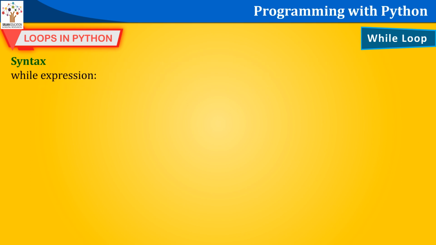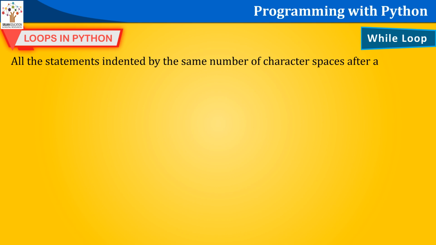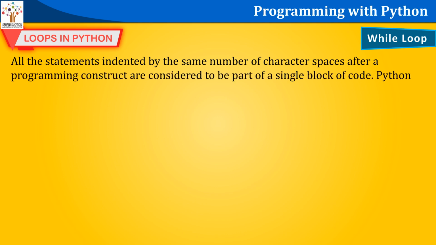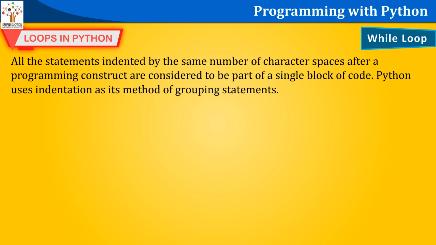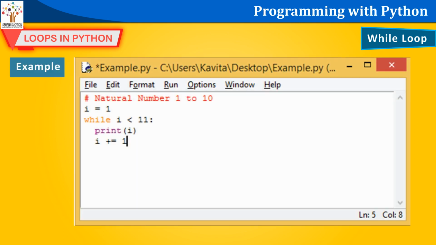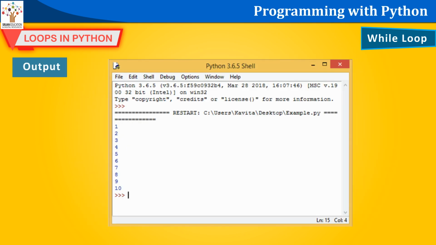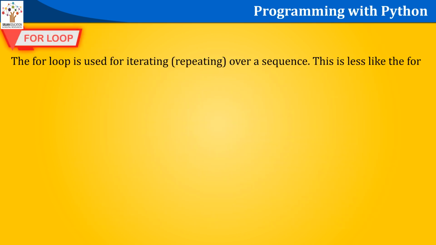Syntax: while expression, statement or statements. All the statements indented by the same number of character spaces after a programming construct are considered to be part of a single block of code. Python uses indentation as its method of grouping statements. Example, output. For loop. The for loop is used for iterating over a sequence.